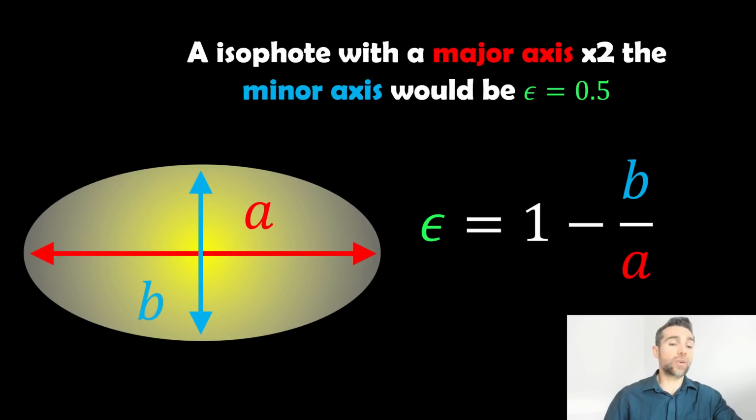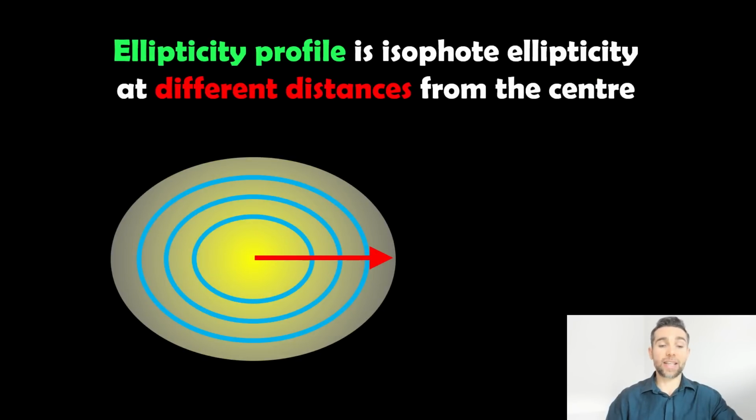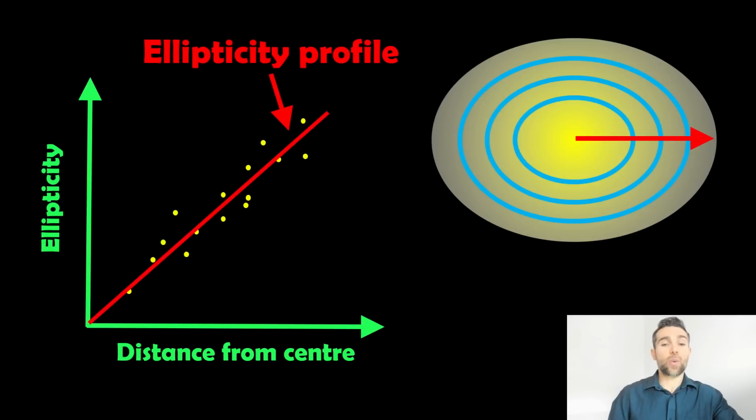Now what the ellipticity profile does is it measures this ellipticity for the isophotes as you move out from the centre. So to get the profile, we calculate the isophotes and their ellipticity from the centre, and we go further out and we get a value for ellipticity as a function of the distance from the centre, which would be r. When we do that, we can then create a plot, which is the ellipticity profile.